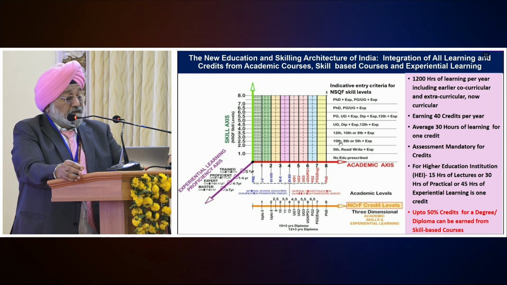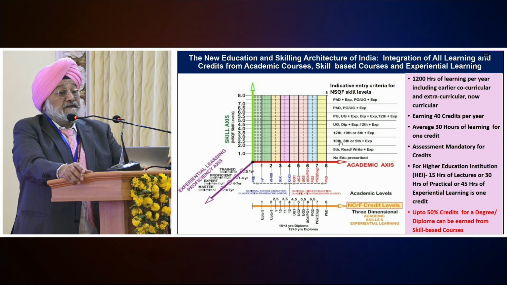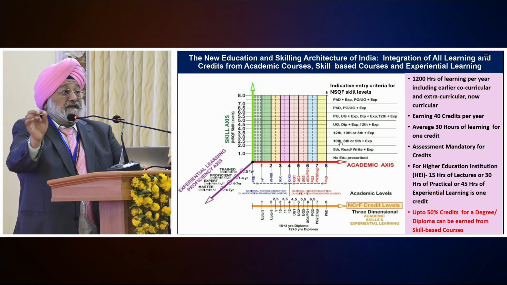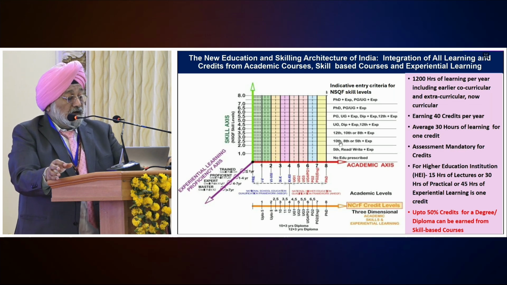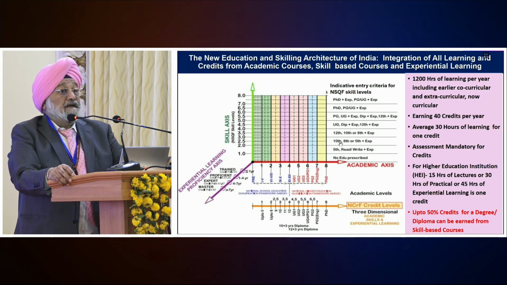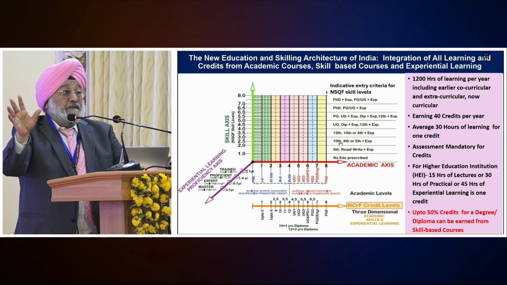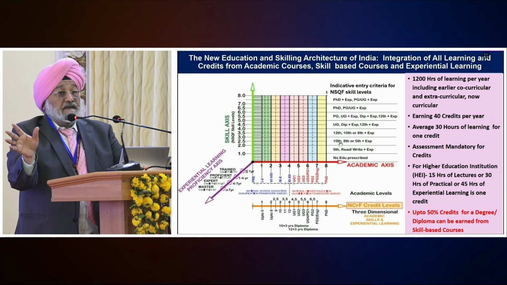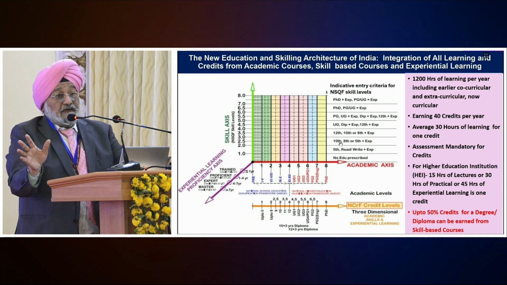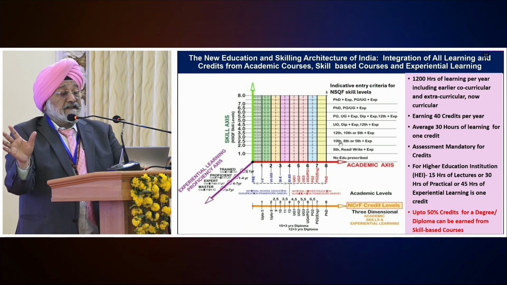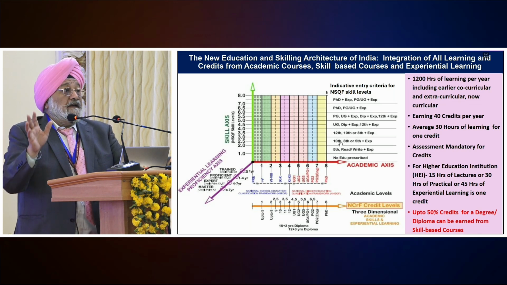So, the National Credit Framework is basically learning in all three dimensions. On the x-axis is academics, on the y-axis is skill-based learning, and on the z-axis is experiential learning. And this is now being implemented in higher education, in school education, in skill education, in industry-based education. And this is universally accepted. Now, whatever you see here is the agreed version by all the regulators.